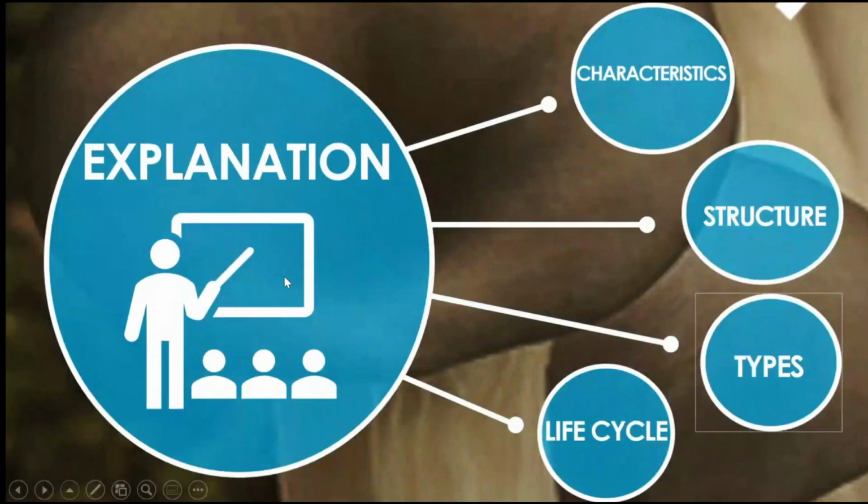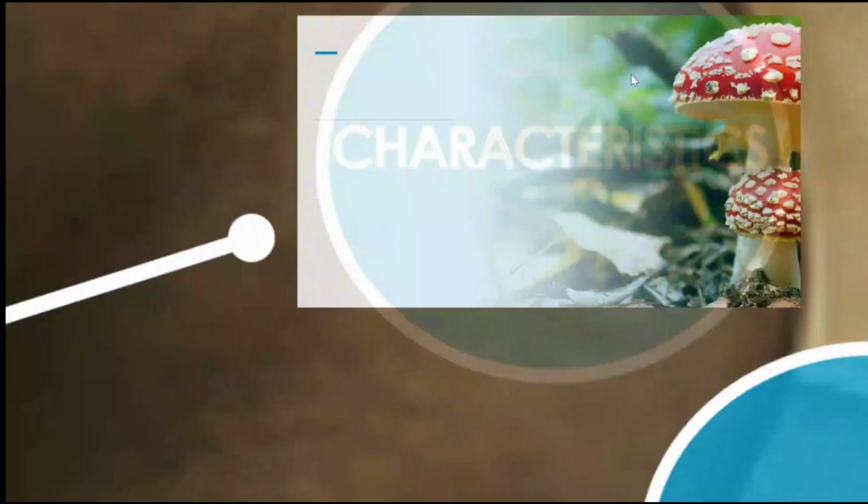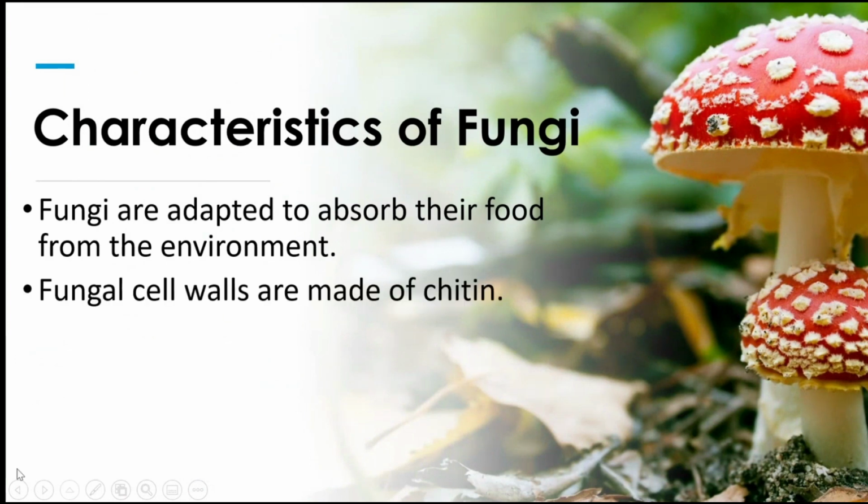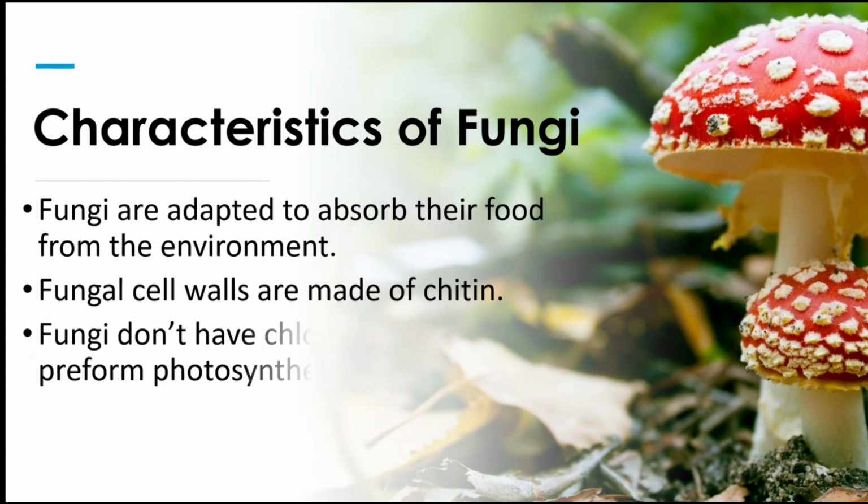In our explanation, we will talk about the characteristics of fungi. So, the characteristics of fungi: they are adapted to absorb their food from the environment. The fungal cell walls are made of chitin. Fungi do not have chlorophyll, so they cannot perform photosynthesis, so they cannot depend on themselves in order to make their own food.